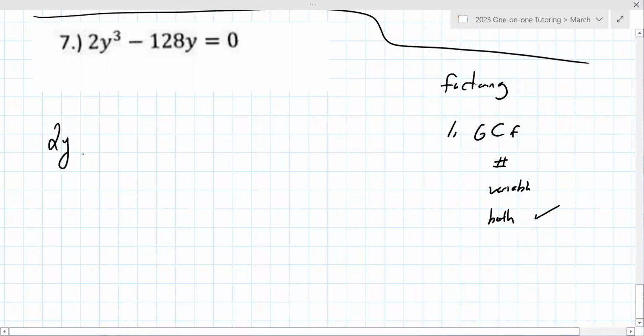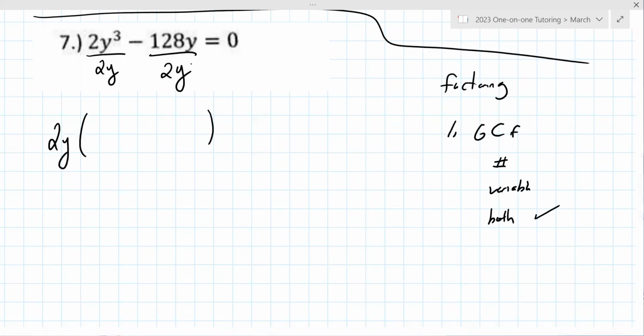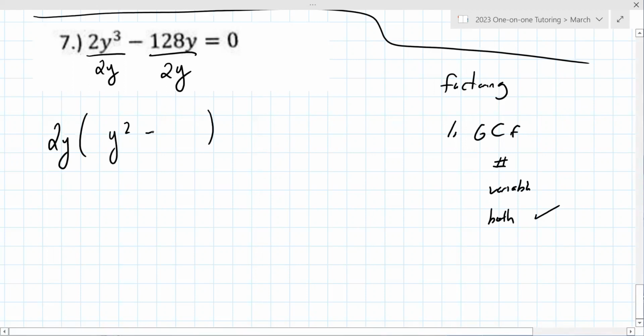So that goes on the outside here. On the inside, you're dividing both by 2y. Can you tell me what goes inside parentheses? It'd be y squared minus... You're normally allowed to use a calculator in the class? Yeah. Would it be 60 or no? 64.